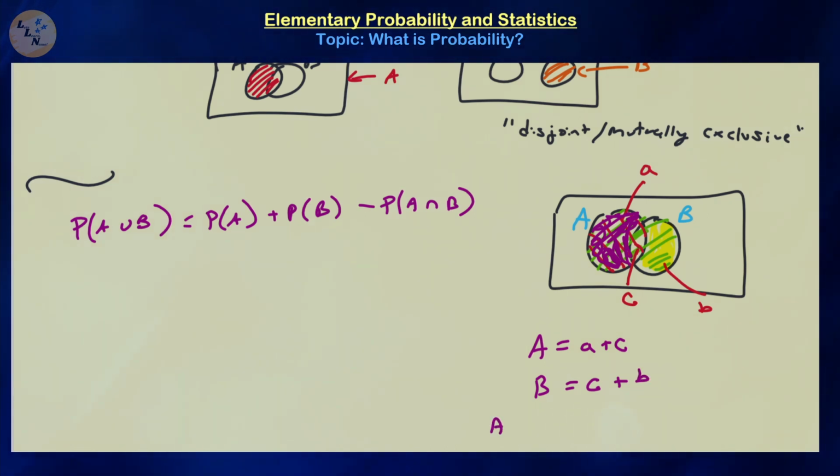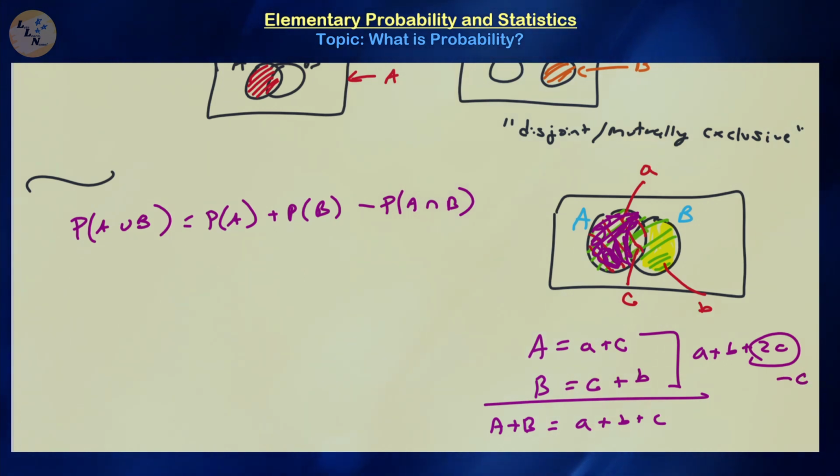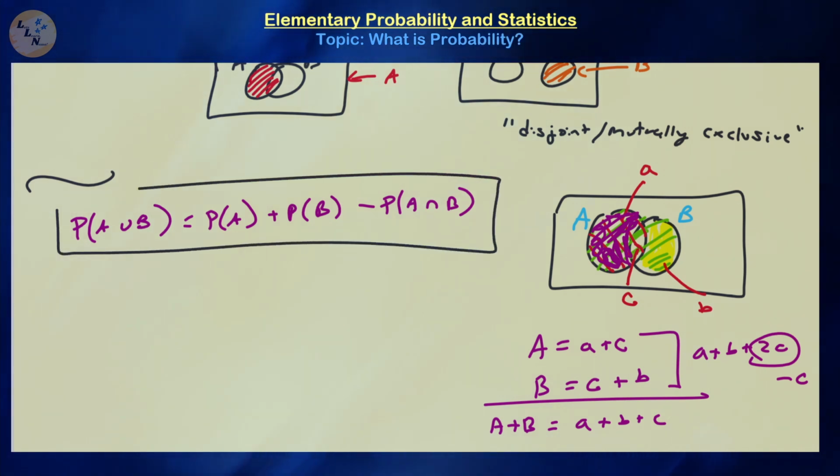Now let's assume I want to find A plus B. Well, A plus B should be little a plus little b plus C, but when I add these two, notice that I get little a plus little b plus 2C, right? So we need to subtract one of these C's, one of these overlaps, in order to not count the middle elements twice, and that's pretty much where the sum rule comes from.